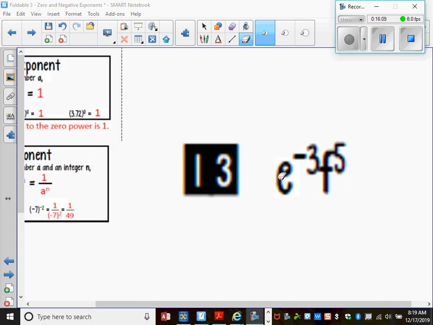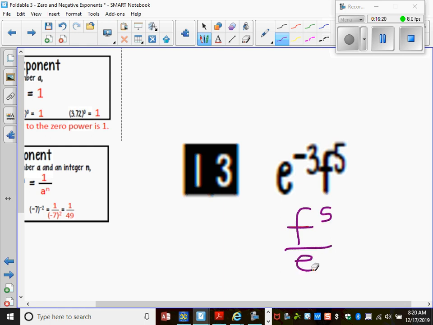So again, the only thing that the -3 is attached to is the e. So the f to the 5th will stay in the numerator. And we'll drop the e and make that a +3. Okay, anything that has a positive exponent already does not need to take the reciprocal of.